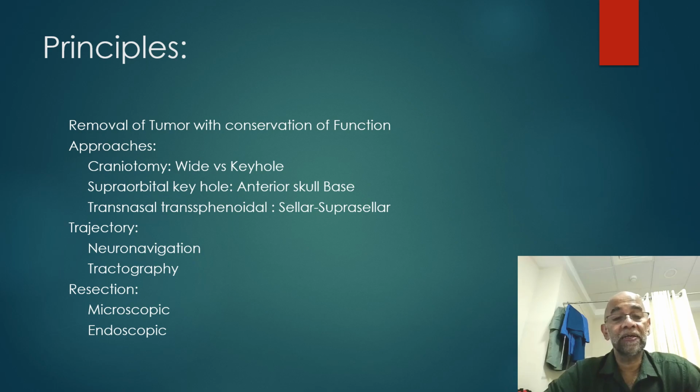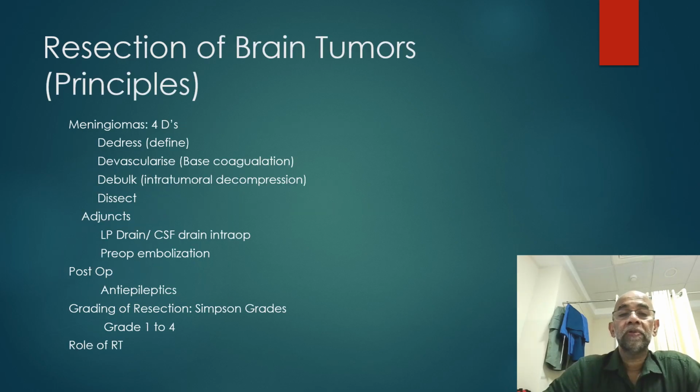Tumor resection is done either with a microscope or, in the case of transsphenoidal approaches, using an endoscope. There are some definite principles of meningioma surgery. When we try to remove a meningioma, the first step is to define the tumor. For that, you need the brain cortex to move away from the tumor. So that is the first step, de-dress the tumor.